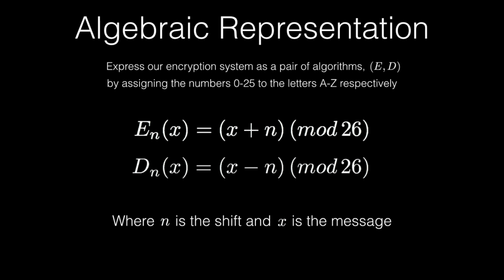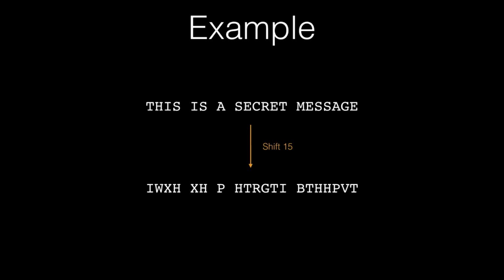So this is how we represent our encryption and decryption algorithms algebraically. Just to give you a more concrete example, I'll show you the encryption of an actual message. Here, my secret message that I want to send to someone is, "this is a secret message." And I want to encrypt it with a shift of 15. So I apply that shift of 15 to each letter in my plaintext message, and the result is a ciphertext message that you can see at the bottom.